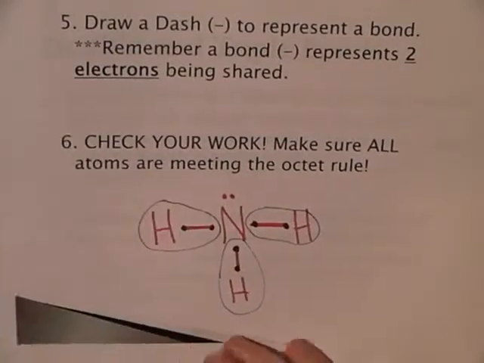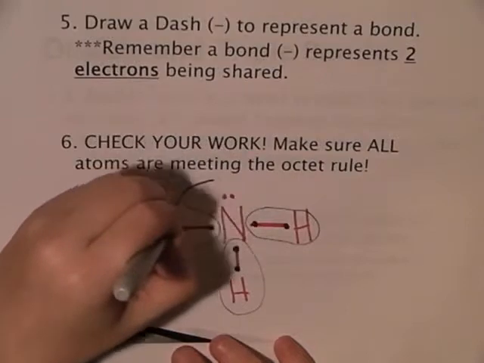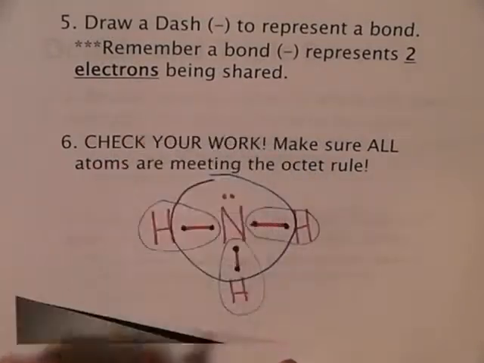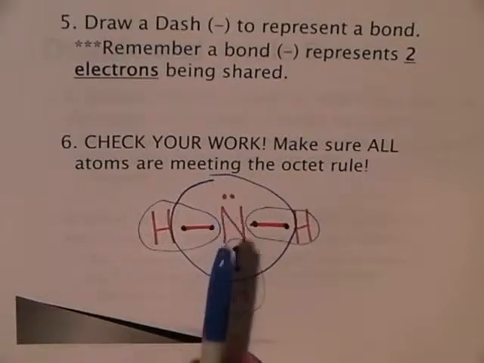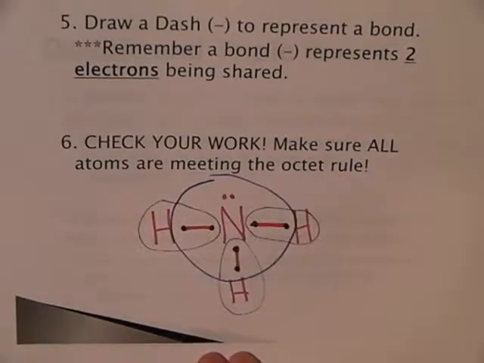And then the nitrogen's happy because it's got 8. I know this is going to look a little messy, but the nitrogen's got 8 in its outer shell. It's 2 from its lone pair that we didn't mess with, and then the 3 sets of shared electrons with each one of the hydrogens. All right, so everyone's happy, good, octet rule's being met, we're good to go.